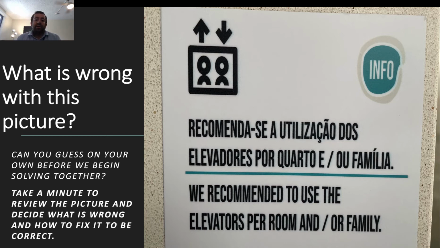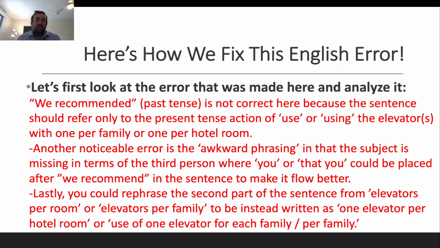and or family, right? We want to encourage these guests because the hotel elevators maybe they're not that big. So if you have 3 or 4 people in a room or 3 or 4 people in a family, just one elevator so we don't have overcrowding. So that's how we fix the English error.